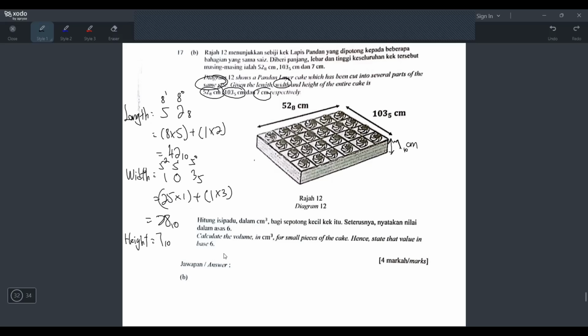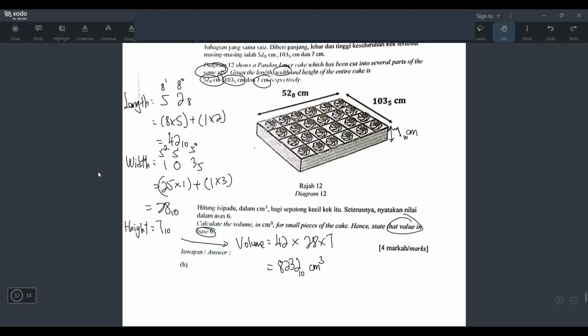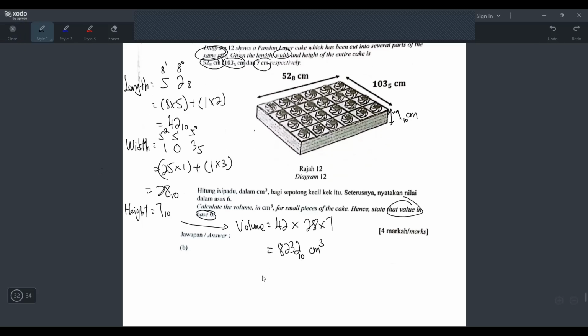Okay, I continue here. So the volume will be what? 42 base 10, 42 times 28 times 7. Since everything here is in base 10, your answer will come out in base 10 also. Let's press the calculator. 42 times 28 times 7 is 8232. But you should know this is base 10 and it's cm cubed because it's volume. And the final step is what? State the value in base 6. So the final step here is changing the volume answer to base 6.